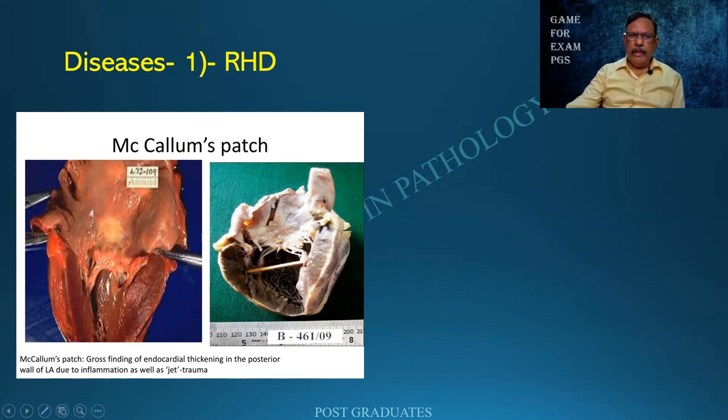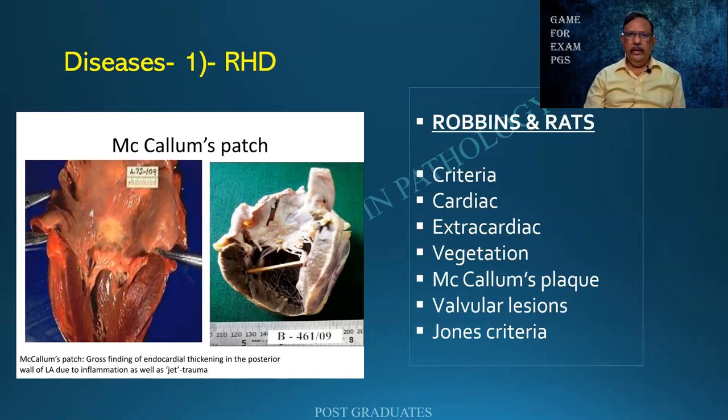Also, we should be bearing in mind what are all the vegetations that can be occurring in the leaflets. Various questions can be asked, which I shall summarize towards the end. These are, for example, the salient points that we will have to remember about rheumatic heart disease. And these are my paramount important sources of reference, Robbins and R.A.T.S.